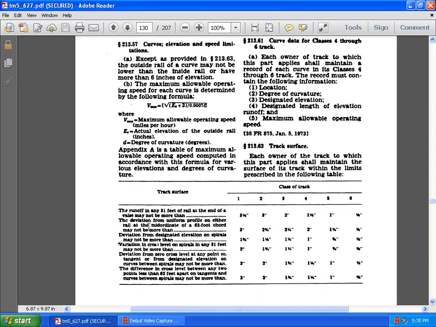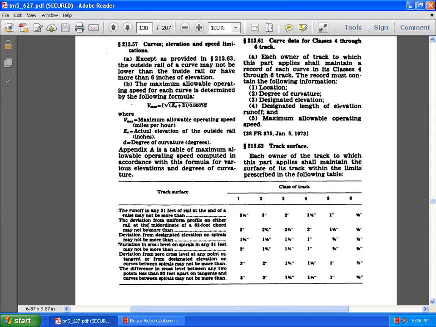The deviation from uniform profile on either rail at the midordinate of a 62 foot chord may not be more than 3 inches, 2 3/4 inches, 2 1/4 inches, and this is graded down to class 6: 2 inches, 1 1/2 and 1/2, or 1 1/4 and 1/2. The deviation from designated elevation on spirals may not be more than 1 3/4, 1 1/2, 1 1/4, 1 inch, 3/4, 1 1/8, 1/2. The variation in cross level on spirals in any 31 feet may not be more than 2 inches, 1 3/4, 1 1/4 inch, 1 1/2, 3/4 inch, 1/2.